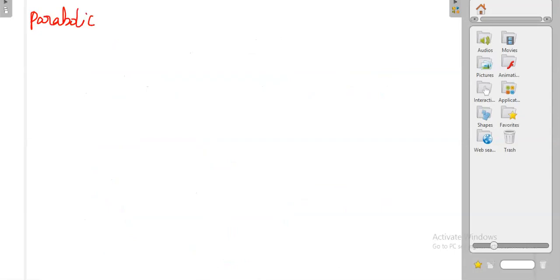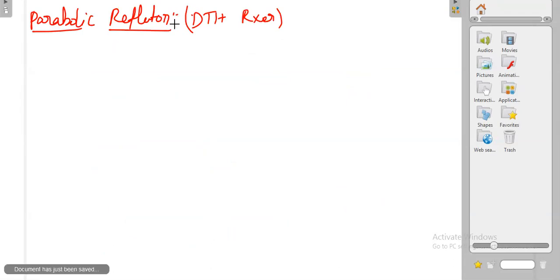Okay, you know the parabolic reflector we are using in a DTH receiver, where the parabolic reflector is used in DTH, direct to home receivers. Then what should be the gain of the reflector, and what should be the other parameters?